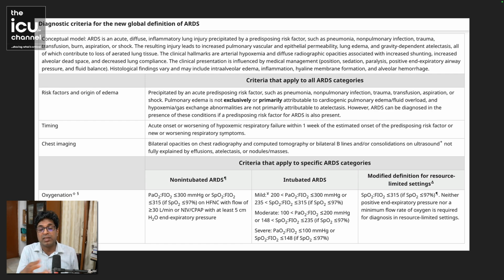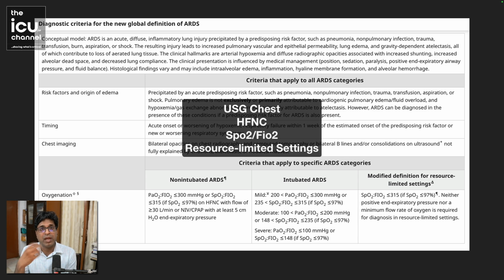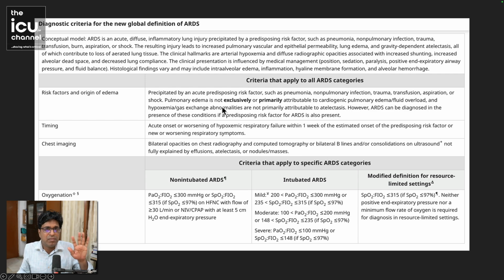Thirdly, because in centers where ABG machines were not available, the SpO2/FiO2 ratio was introduced. Earlier it was the PO2/FiO2 ratio, which was continued, but they correlated and brought up a new ratio, which is the SpO2/FiO2 ratio. And fourthly, resource limited settings, where they don't have NIV or ventilator or HFNC or ABG machine, we still need to diagnose ARDS. So this is the definition. It's very simple. We'll see that.